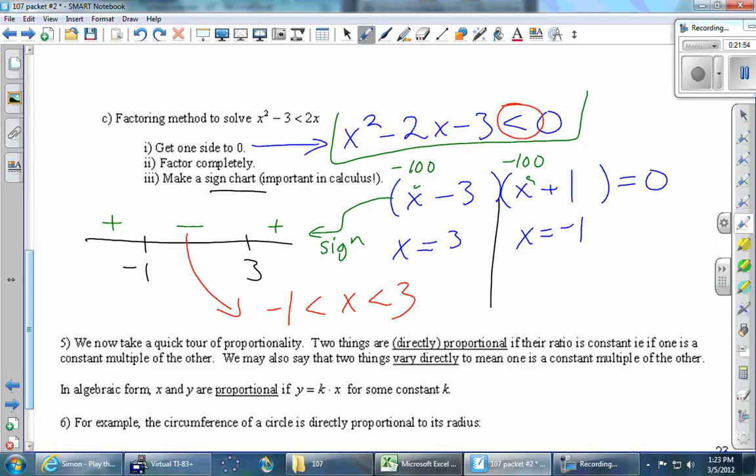Okay. Number 5 is our next reader. We'll go to Sam. We now take a tour of proportionality.